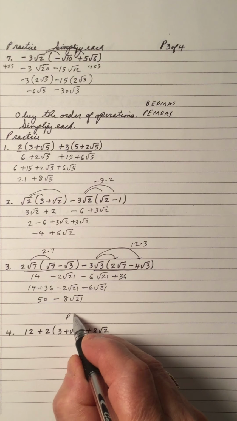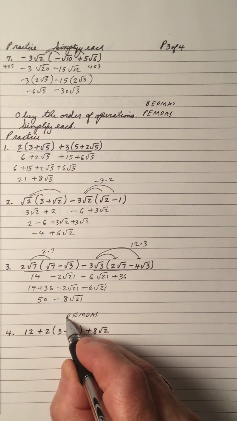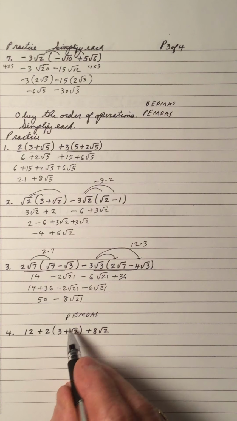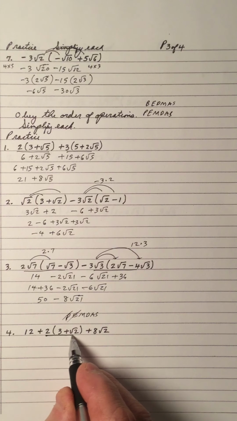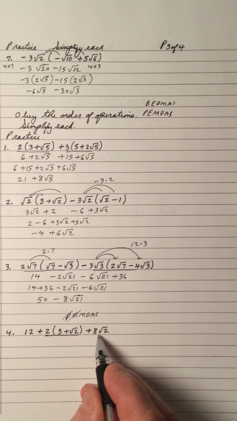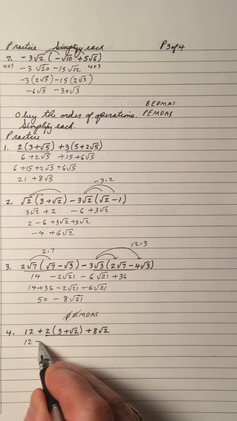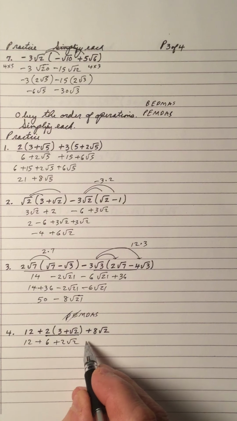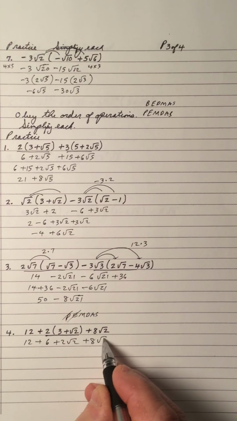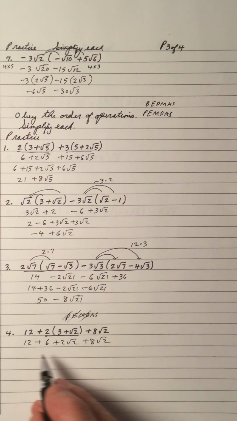Now PEMDAS, P-E-M-D-A-S, or PEMDAS. I can't simplify the brackets. We have no exponents, then we've got to multiply. So we multiply these two first before we do. So 2 times 3 is 6. 2 times root 2 is 2 root 2 plus 8 root 2. So we multiplied first, multiplication. Now we'll add and subtract left to right.